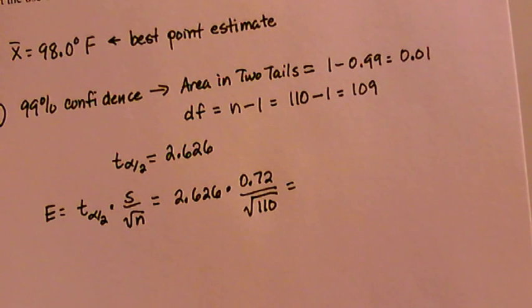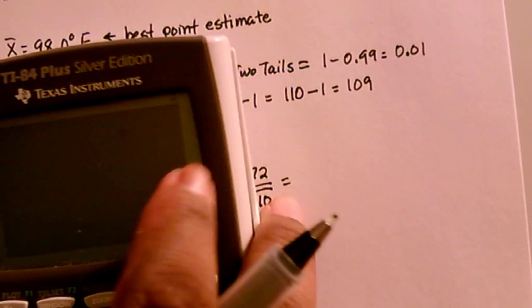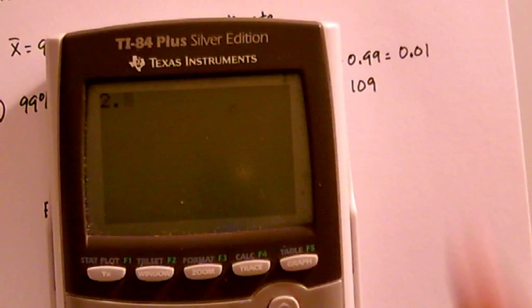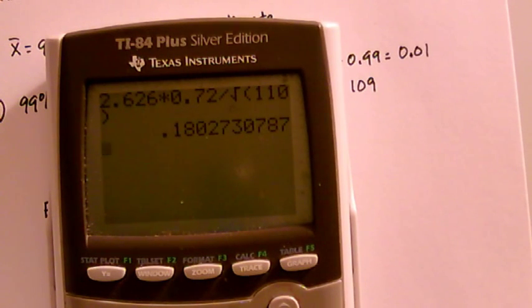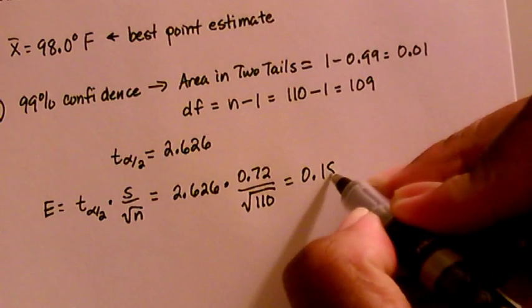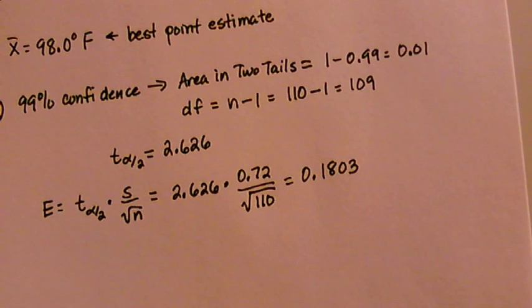Okay, so here we can type all of this into the calculator. So here's what we have. 2.626 times 0.72 divided by, second x squared for the square root of 110, close parentheses, and then hit enter. And I'm going to round this off to 4 decimal places, so this will be 0.1803. That's going to be your margin of error. Okay, now we got our margin of error.